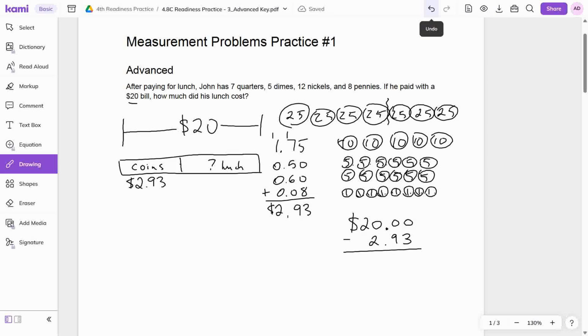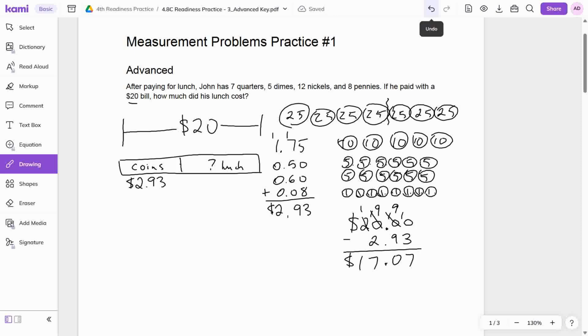and then a whole lot of regrouping. I'm going to take a $10 bill, leave 1, and now it's 10 ones. I'm going to take a 1, leave 9, now it's 10 dimes. Take a dime, leave 9, now I've got 10 pennies. Now I can subtract. So 10 minus 3 is 7. 9 dimes minus 9 dimes is 0. That's going to be 7 ones. So there we go, $17.07.